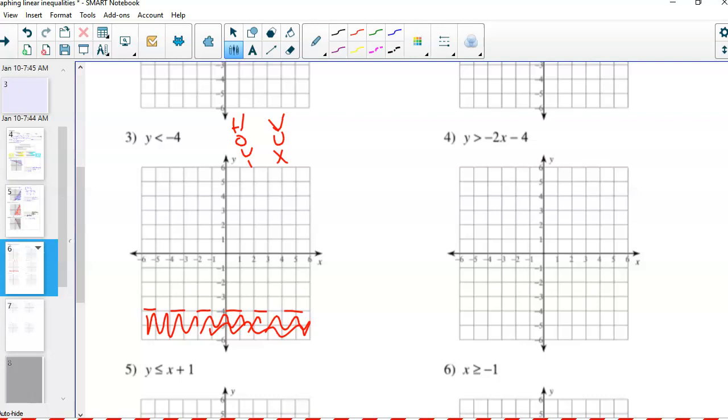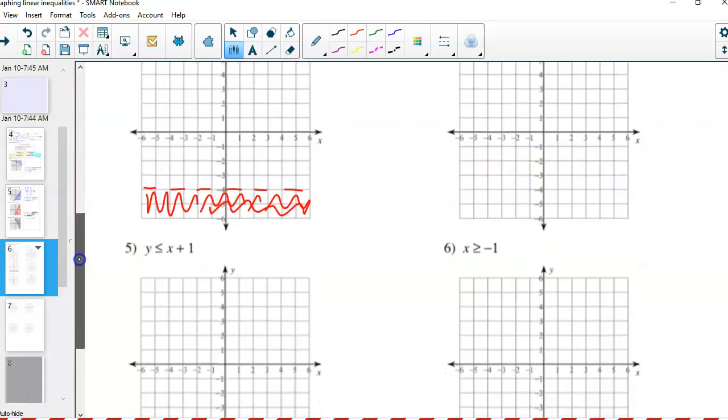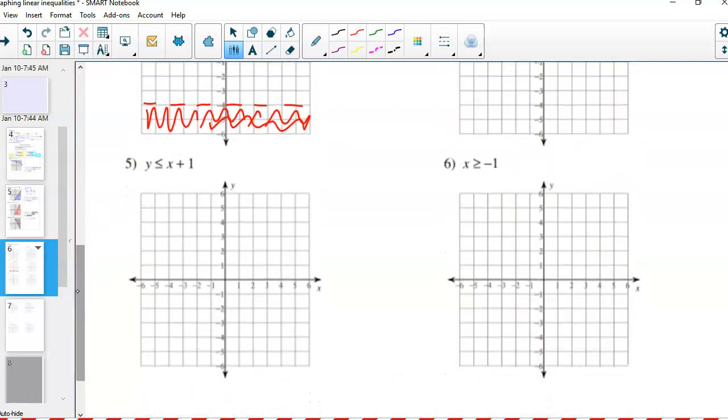So anytime you have a y is greater than or a y is less than, it will look very similar to this. So the above and below is really easy to tell which one it is. For 6, what type of line is this going to be? Vertical. So at -1, would this be a solid or a dashed line? Solid.